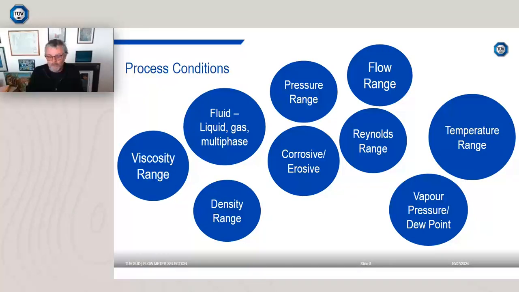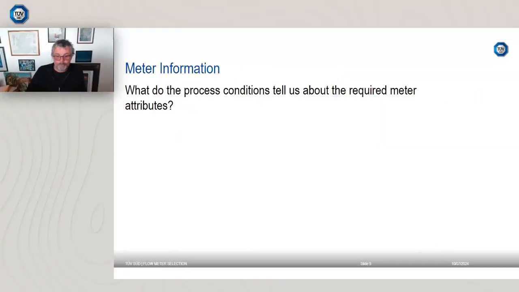And of course, when we talk about material selection, the corrosive, erosive properties and other properties of the fluid are paramount and should be in the forefront of your mind as you make the selection. So now that we've considered all these process conditions, that starts to at least point us in the right direction about what attributes the required meter should have.